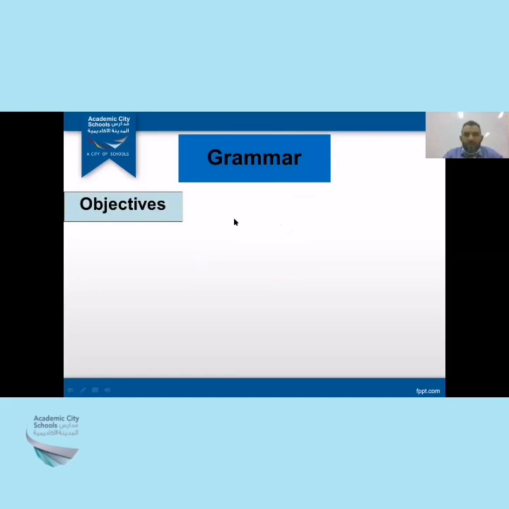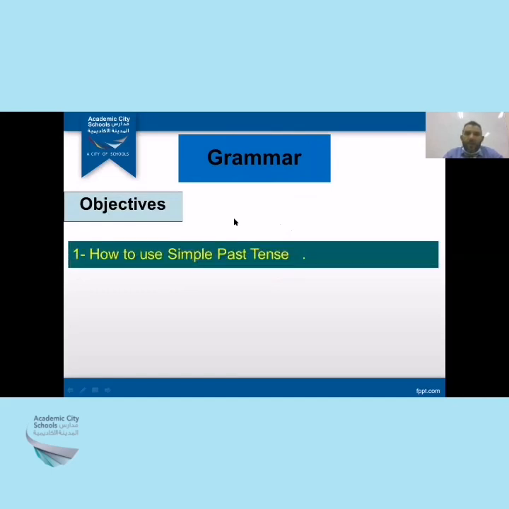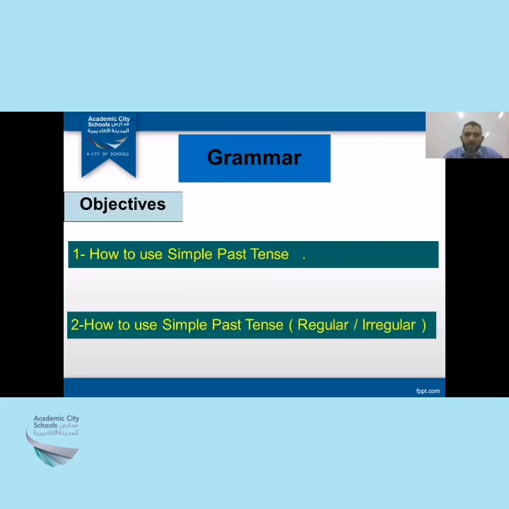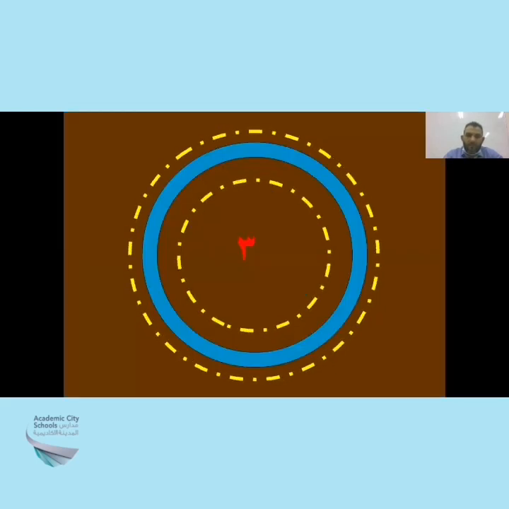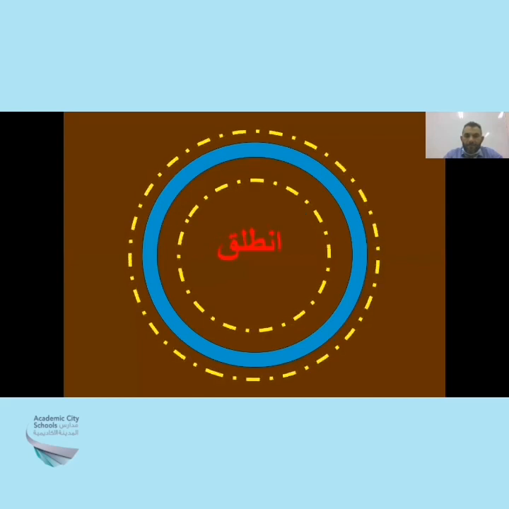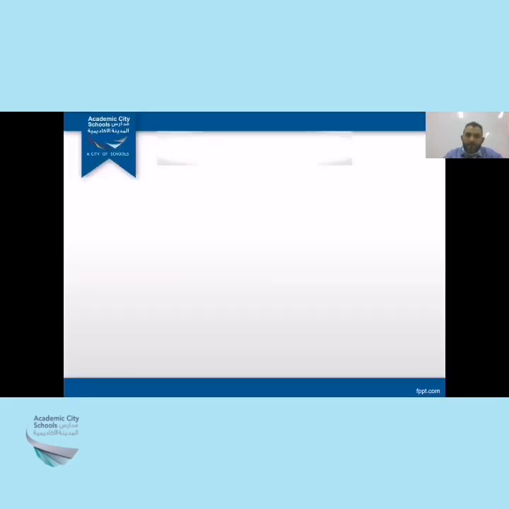Our objectives for today: the first one, how to use simple past tense. Number two, how to use simple past tense with regular and irregular verbs.